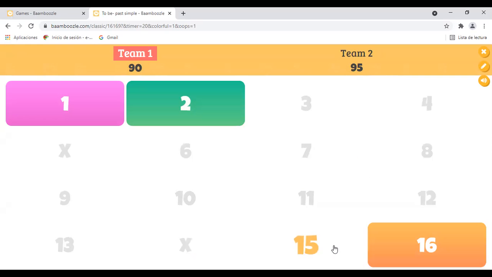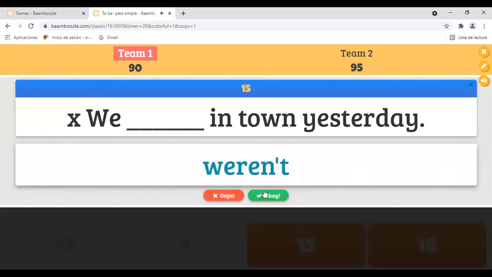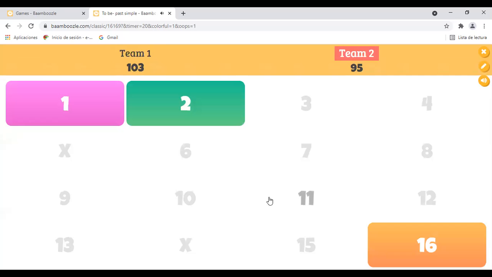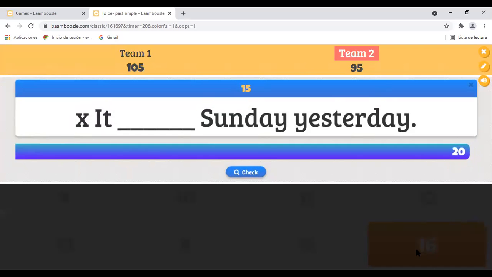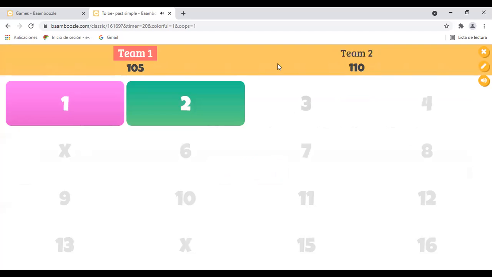15. We were in town yesterday. Where? Okay, good girl. Okay, the girls are winning right now. Boys, your turn. 16. Eat. Which? It was. Okay. You are correct. Girls, it's your turn.